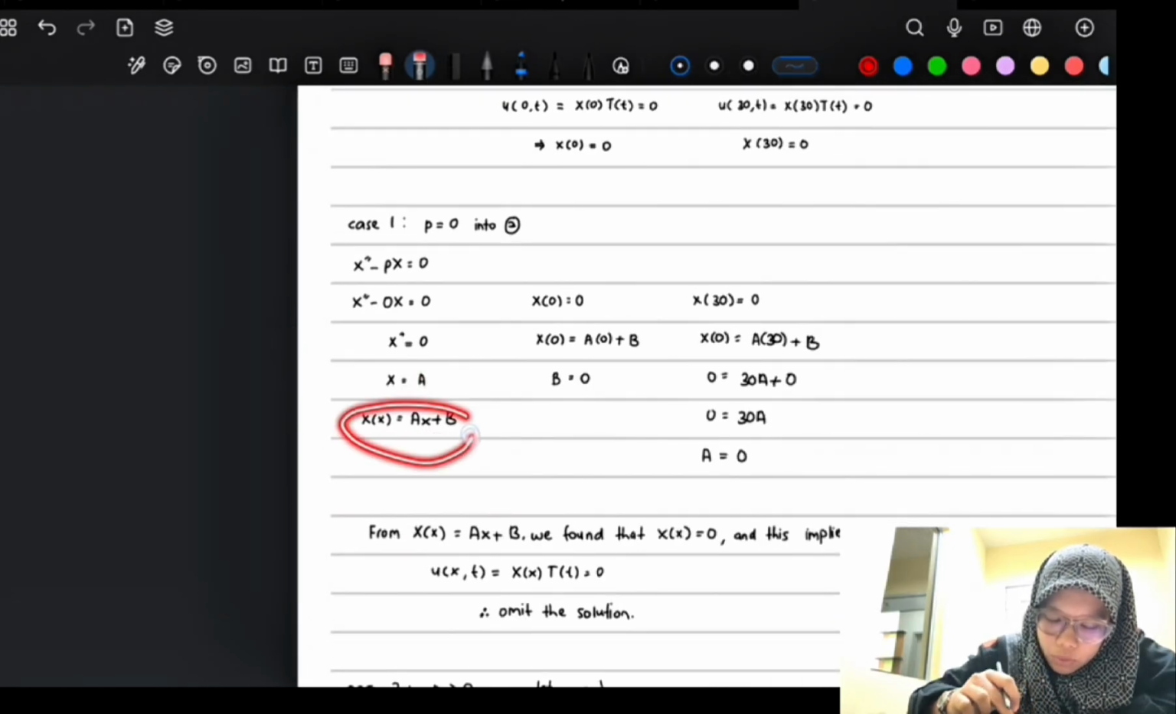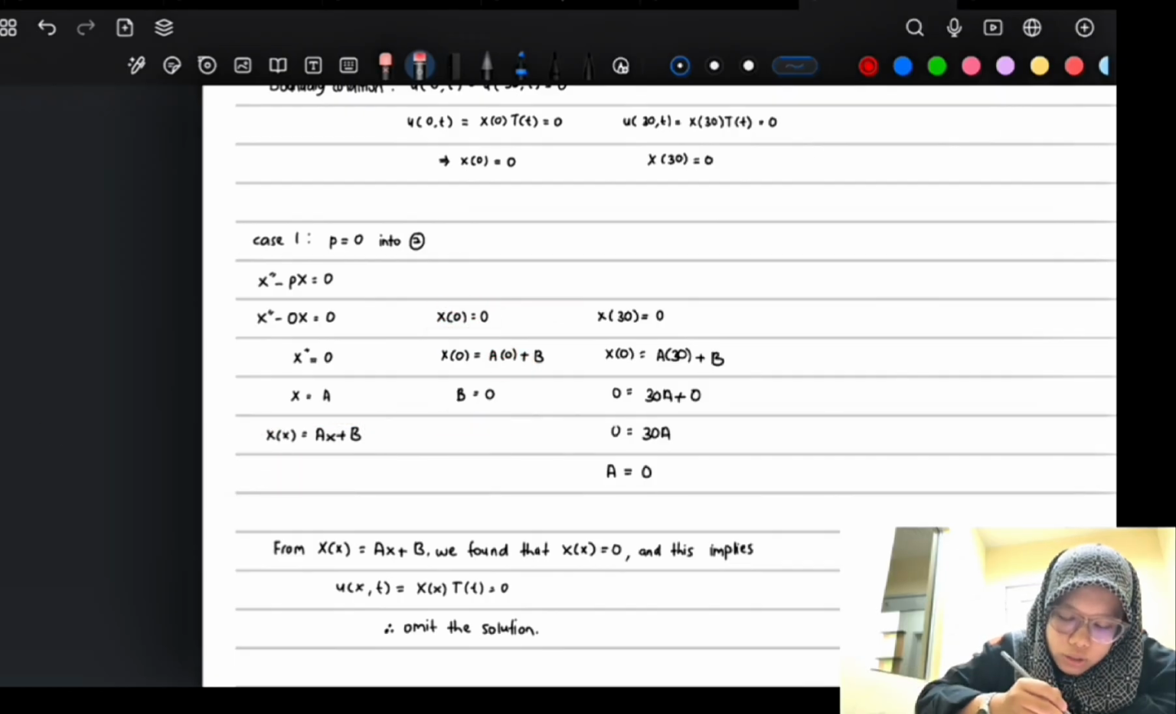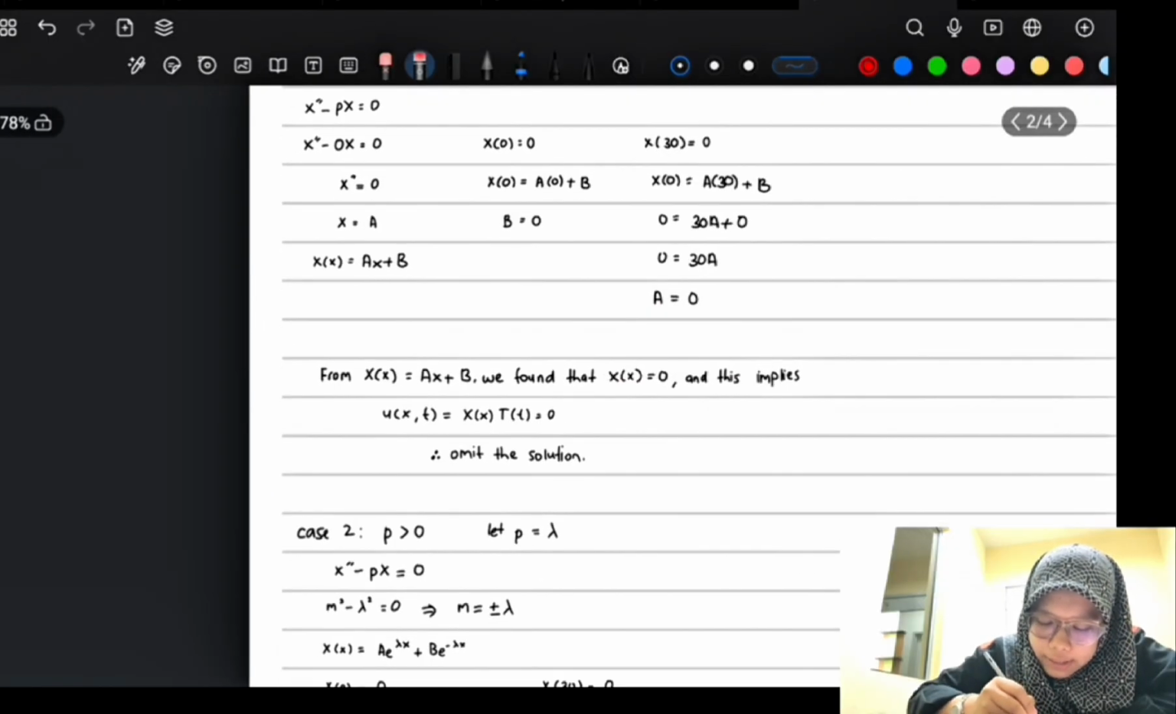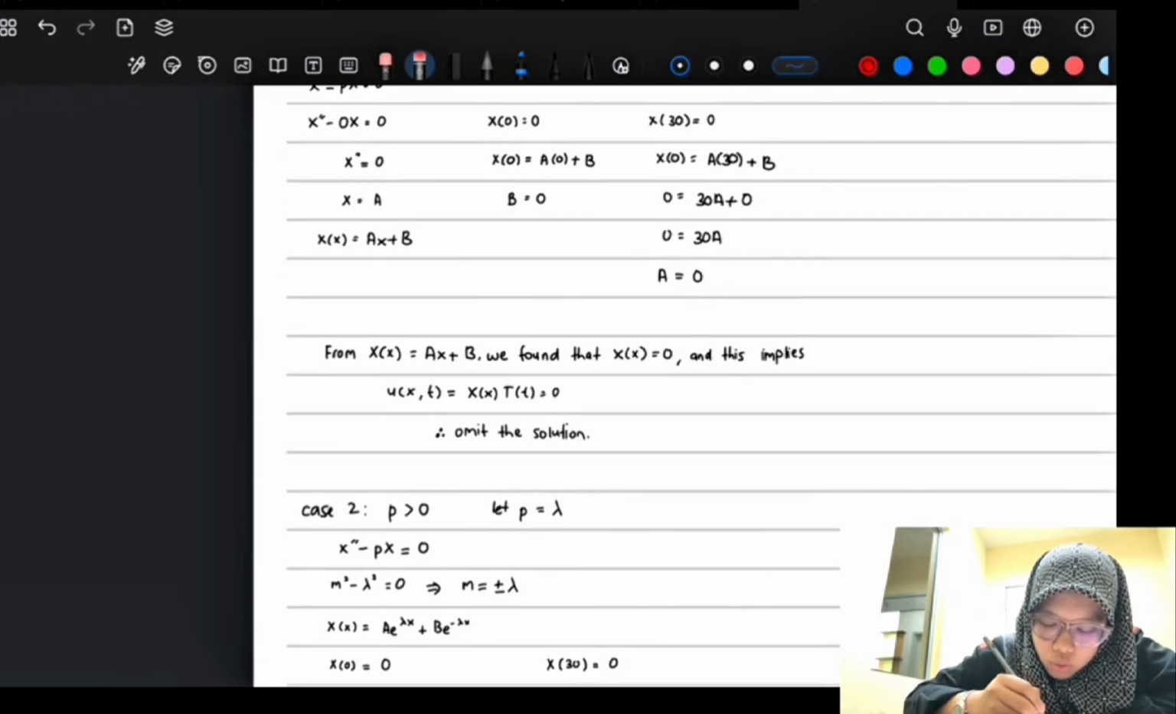From this equation, we substitute and get b equal to 0, and also we substitute using X(30) equal to 0. So we will get the answer: a equal to 0. So from X(x) equal to ax plus b, we found that X(x) equal to 0. This implies u(x,t) equal to X(x)T(t), the initial equation from this method, is equal to 0. So we will omit this solution.